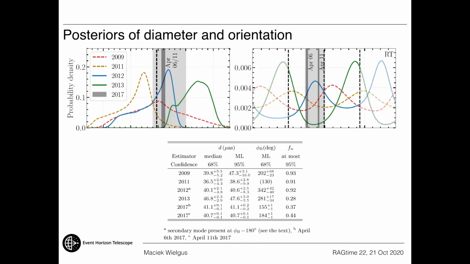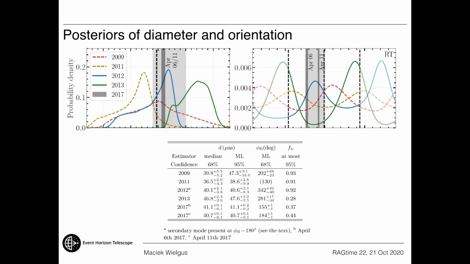Okay, so these are the posteriors of diameter and of the orientation. Oh, I see. I'm very sorry. I see actually there are no labels on the horizontal axis, so you'll have to trust me that the gray area in the left plot spans between 39 microarcseconds and 45 microarcseconds, which is the uncertainty in the diameter of the ring reported by the EHT in 2019. And you see that all those posteriors from the past are consistent with that, meaning they do not exclude this region reported in 2019.